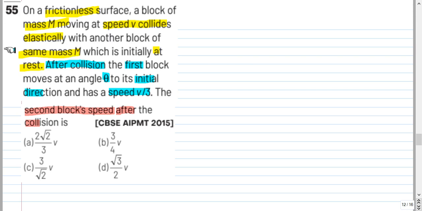This is the next question. On a frictionless surface, a block of mass m moving at a speed v collides elastically with another block of same mass, capital M, which is initially at rest. After collision, the first block moves at an angle theta to its initial direction and has speed v by 3. The second block's speed after collision is. You can pause and attempt this question.